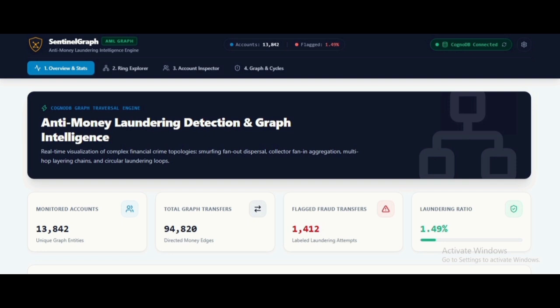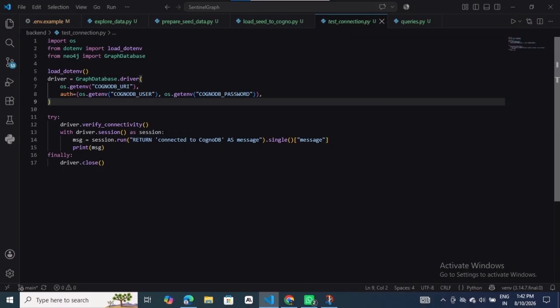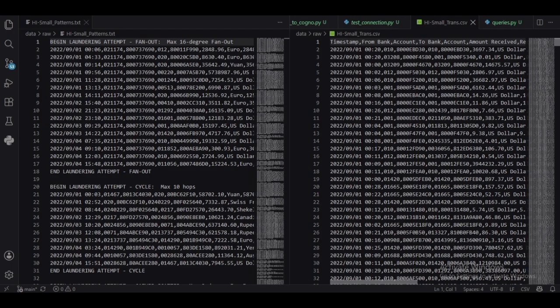First, we establish the connection to the graph database. That connection is handled by the backend, so the database credentials stay private and the browser never connects directly to the graph database. And there we have used two datasets, which are the IBM AML datasets. The first is the main transaction dataset, and the second is the pattern dataset.